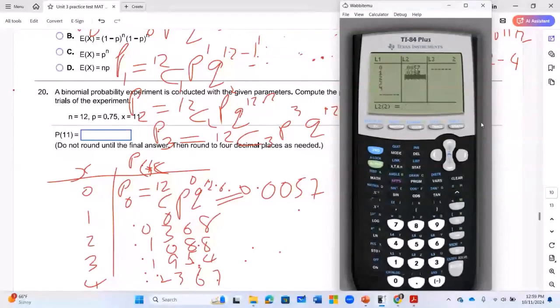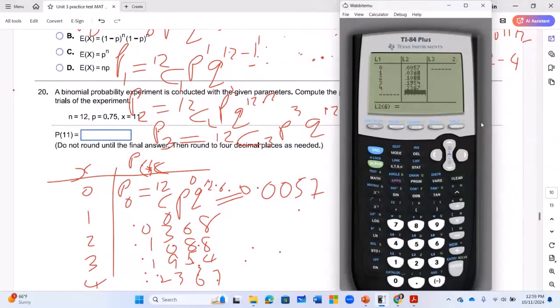The next one is 0.1088. The next one is 0.1954. And the next one is 0.2367. Okay, and then you see that both of them are the same.